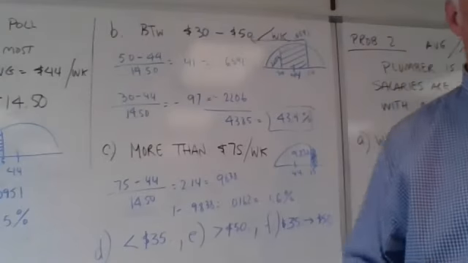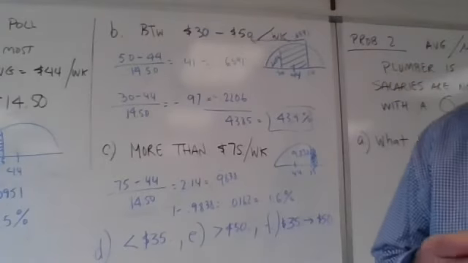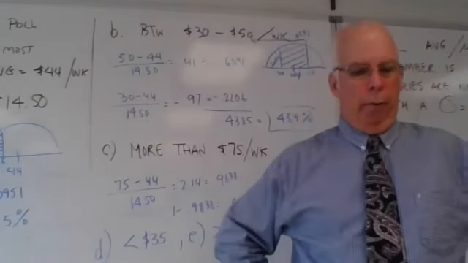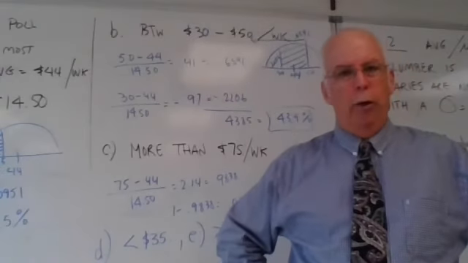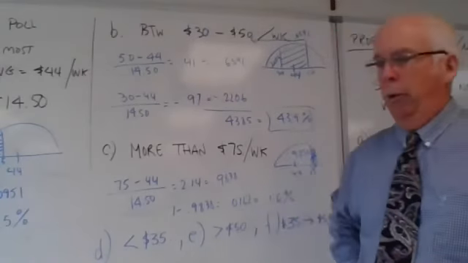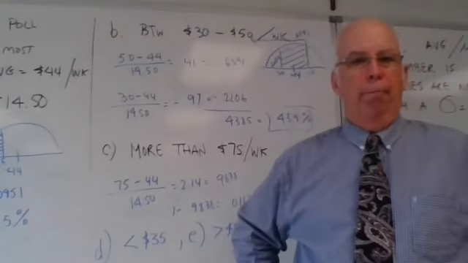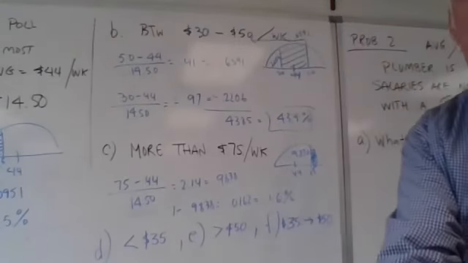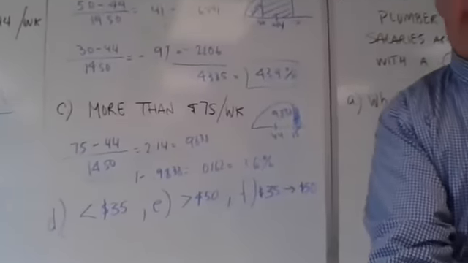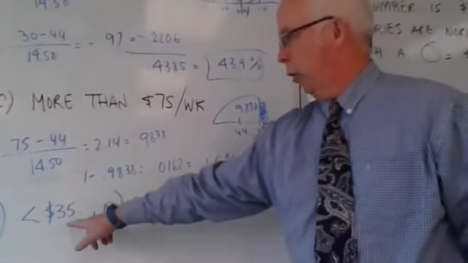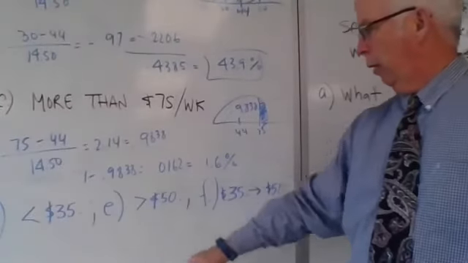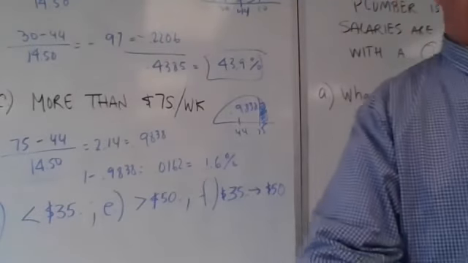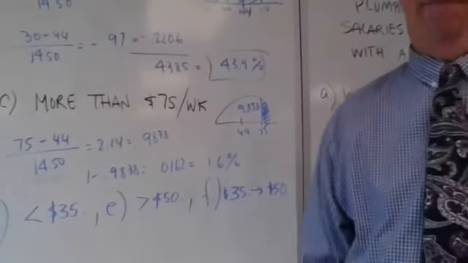I'll give you a second to jot that down. And then we've got one more different scenario. We're talking about salaries of plumbers. And then I'm going to give you a couple to do on your own between now and Monday. Let me get the cameraman to zoom in just a little bit. So you're going to do D, less than $35. E, greater than $50. F, $35 to $50. All right. You got it?